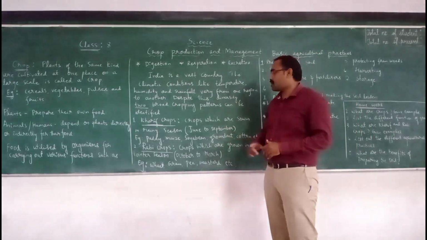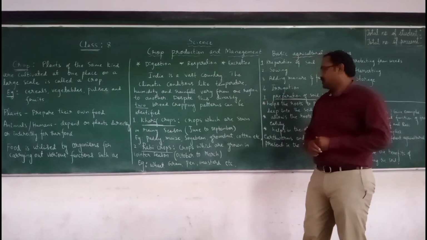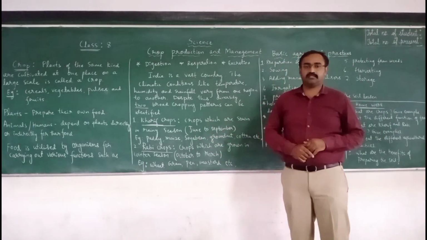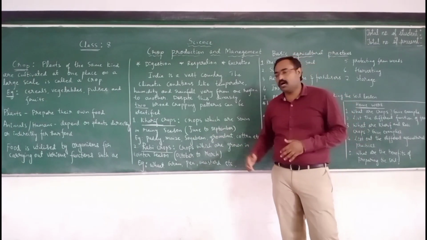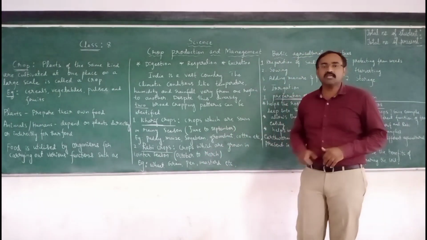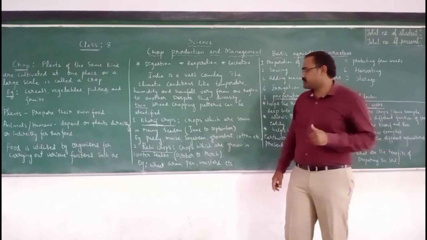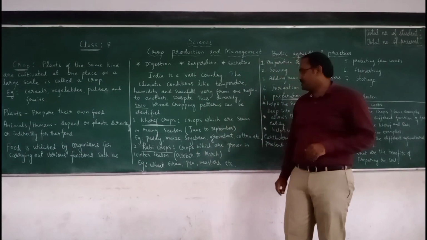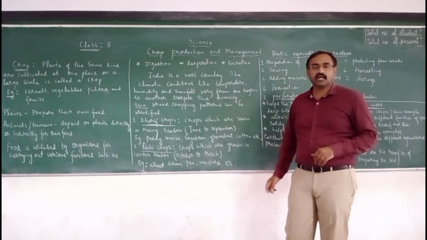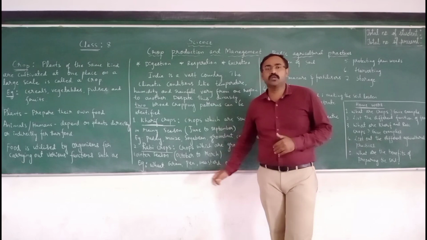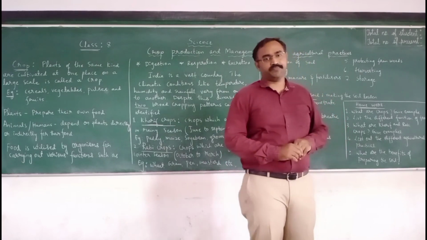The other type is rabi crops. These crops are grown during the winter season. The winter season in India is from October to March. During this period, the crops that are grown are wheat, gram, peas, mustard, etc. Many other crops are also grown during this period.